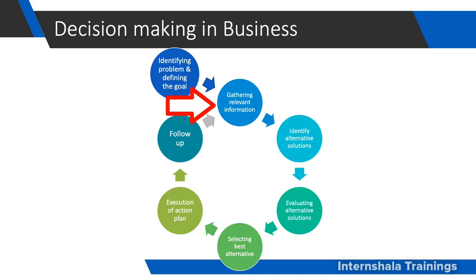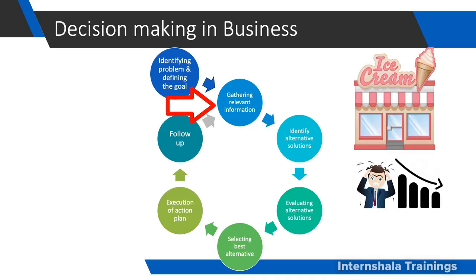The next step is diagnosing the problem and collecting relevant information. Once the problem statement has been identified, we need to find the root cause of the problem. Only when we know what is causing the problem, then only we can take action to resolve. To find the root cause of the problem, business needs to gather relevant information available from various sources like business performance data, market trends, market performance, balance sheet, etc.